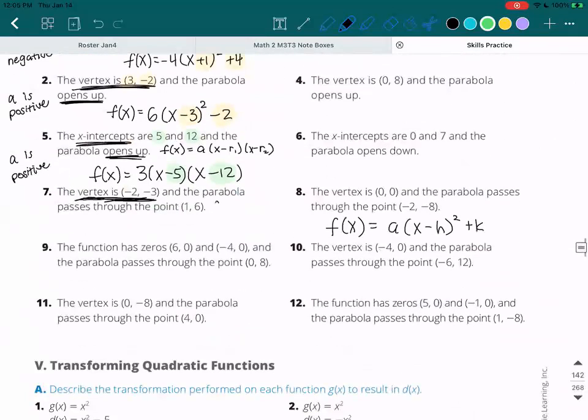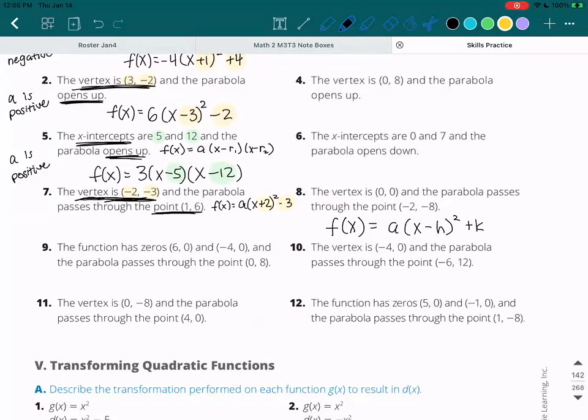Okay, here we go. f of x is equal to a, parentheses x. Over here we have a -2, so I'm going to write a +2, square it, and then over here we have a -3, so I'm going to write a -3 because this is outside of the parentheses, so you keep that one the same. Only the ones inside the parentheses are the opposite. So here's our form, and we're going to plug in the point they gave us.